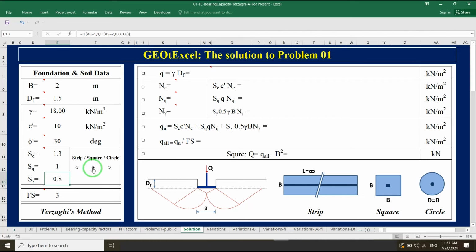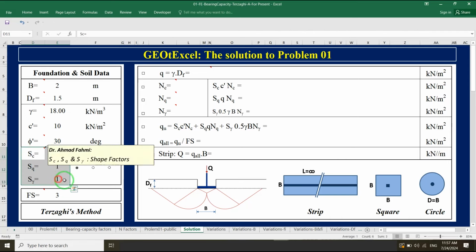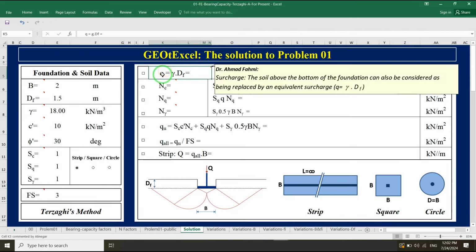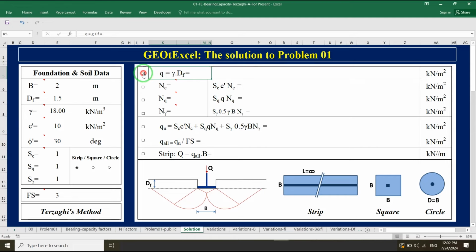For square foundation and circle foundation, you can see the values. Now for strip foundation. Q definition. Surcharge. The soil above the bottom of the foundation can also be considered as being replaced by an equivalent surcharge. Q equals gamma dF. Q equals 18 multiplied by 1.5 equals 27 kilonewton per square meters.